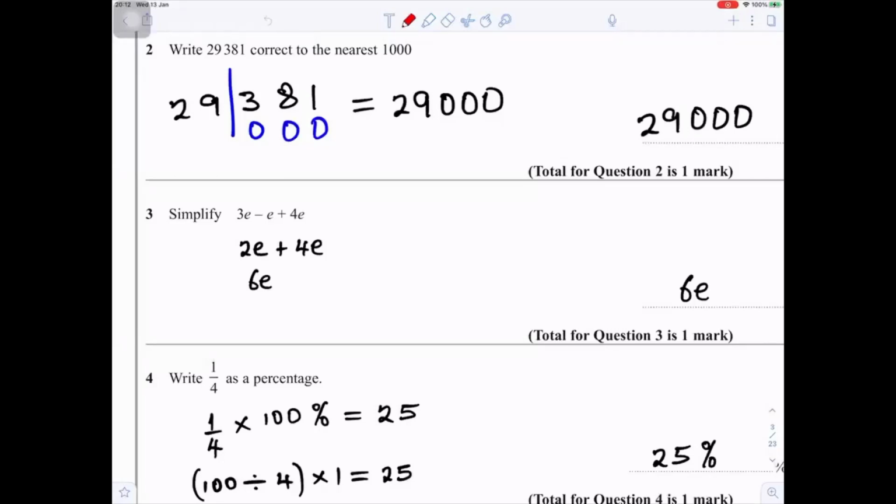Question number 3. Simplify 3e minus e plus 4e. Minus and plus are the same in this kind of maths, in terms of which one you do first it doesn't really matter. So do 3e minus e, it gives you 2e. 2e plus 4e gives you 6e. So the answer is 6e.